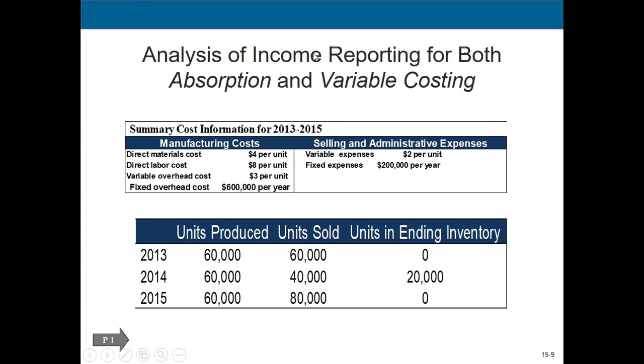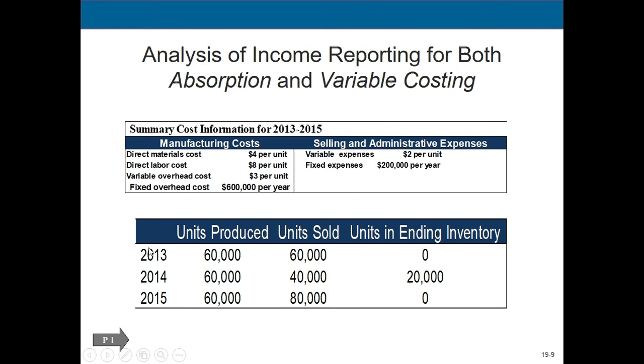So, the analysis of income reporting under these. Again, we're taking a look at this: direct material 4, direct labor 8, variable overhead 3, and fixed overhead costs of $600,000. And then they're going to say, hey, wait a minute, we've also got some other variable expenses of $2 per unit, probably commissions or something like that. And then fixed expenses are going to be $200,000 per year. So let's see what happens when we use this data.